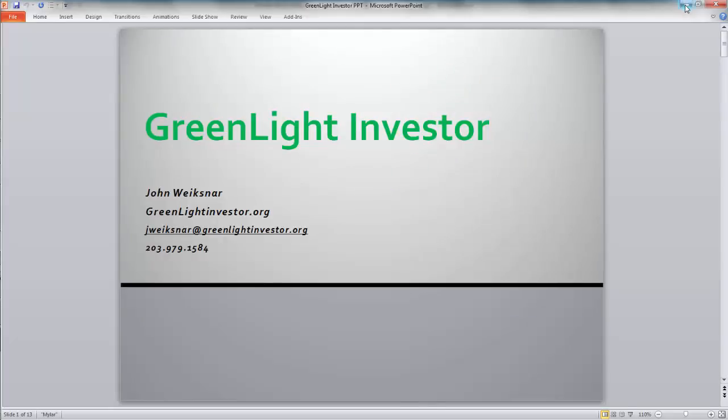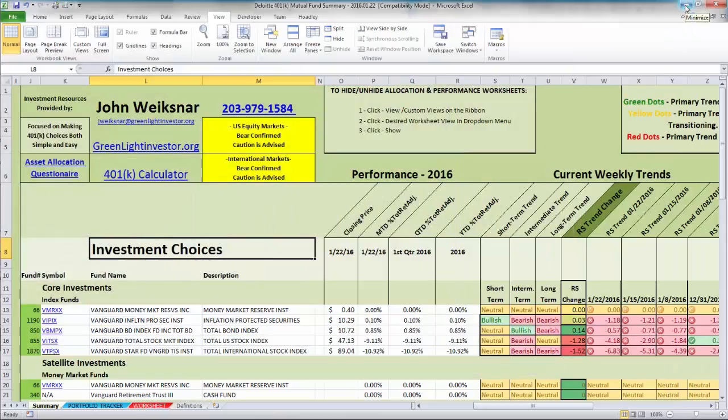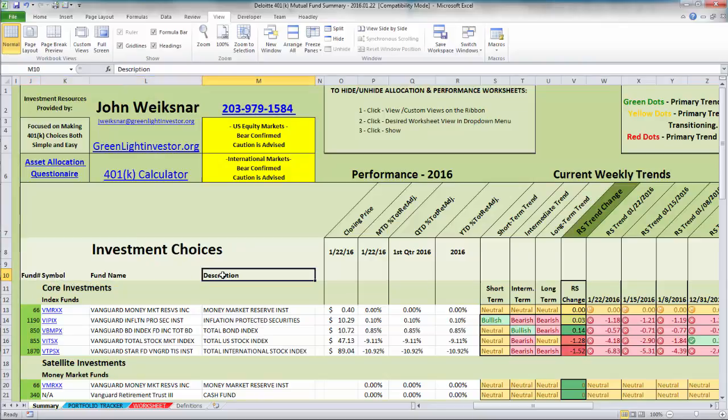Let's go ahead and go right into our worksheet and see what we've got for this week. On the left side of this worksheet, we always start out with the investment choices that are available to you within your 401k. The columns are headed by the fund number, the symbol, the fund name, and a brief description of the fund.